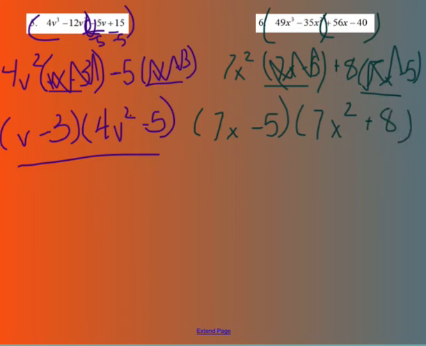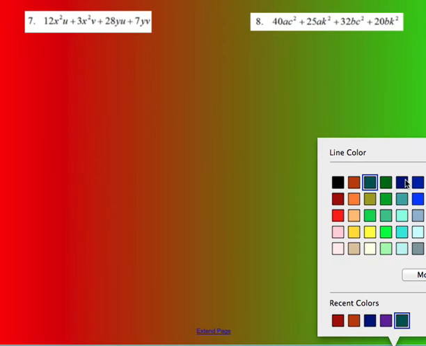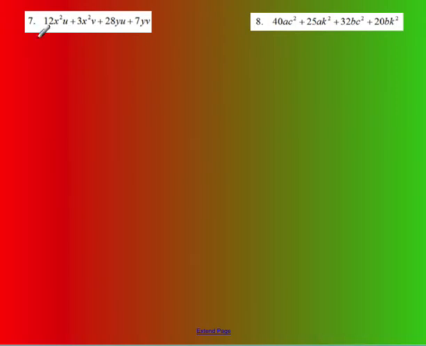So let's take a look at a couple more examples, and I'm going to have you try the last few on your own. I want to do at least 2 more for you. So let's take a look at number 7. So for number 7, again, we're going to factor by grouping. This time we have multiple letters, but that's okay. It's still going to be the same thing.